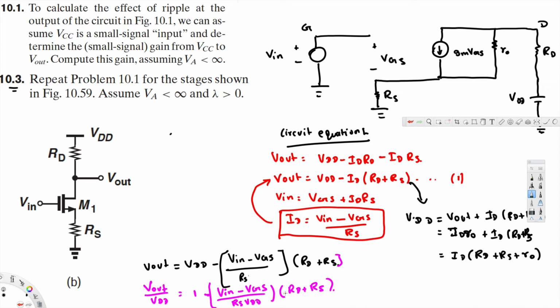Now what we are going to do is, instead of this VDD, we are going to replace that one with this new equation. That's the only difference, and that's going to be our final answer. So let's go ahead and write that Vout over VDD. Vout over VDD is equal to 1 minus Vin minus VGS divided by RS times ID times RD plus RS plus RO, times RD plus RS, and that's our final answer.